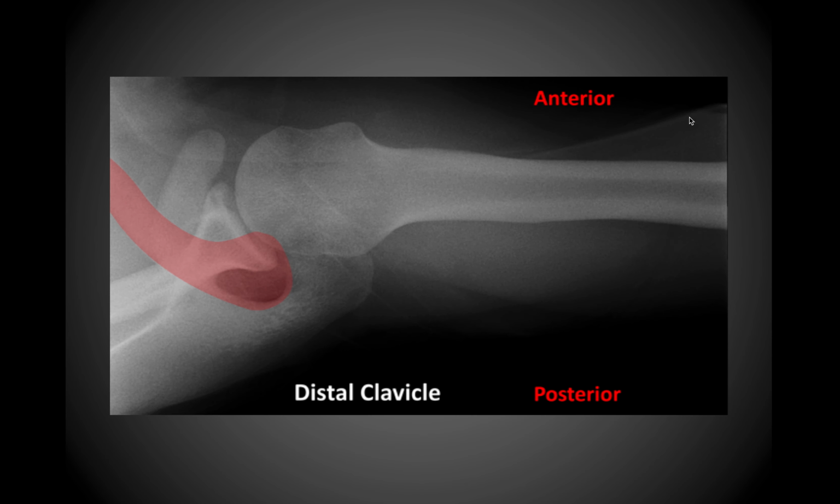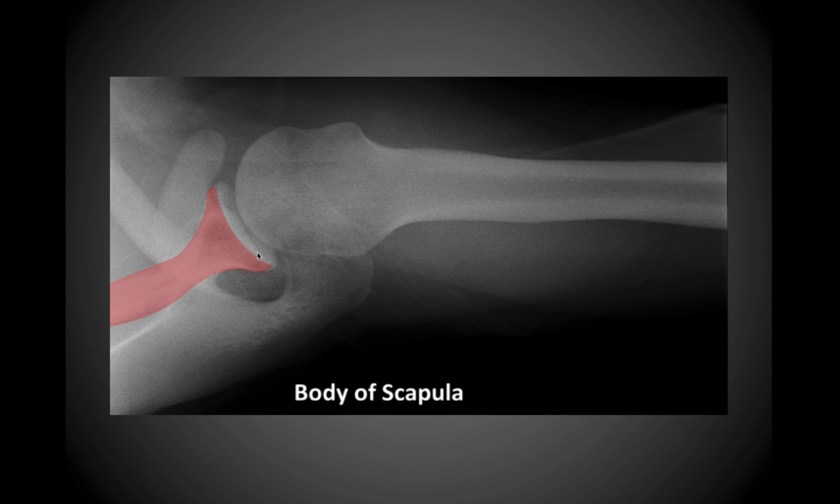All right, and this is another superior view, so we can see the distal clavicle as it's coming across and joining with the acromion process. The coracoid process is highlighted in red in this image. The body of the scapula you can see well here, along with the glenoid fossa, with the head of the humerus sitting right in that.